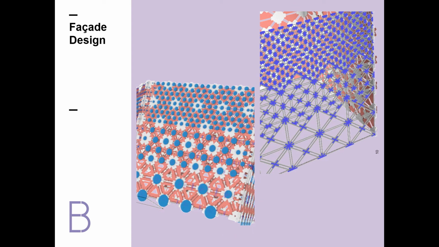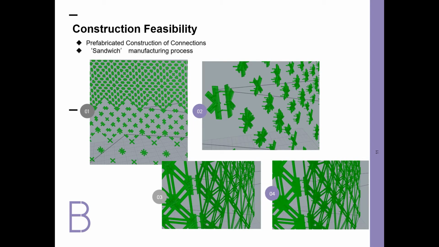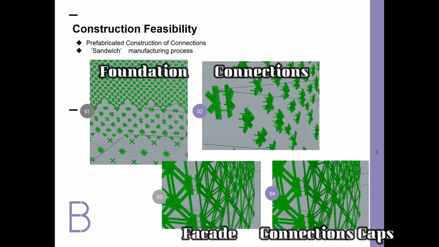This slide is the detail of the facade and the connections design. For the connections of the facade, I considered a sandwich manufacturing process. These connections also take the benefits of prefabricated construction and maintenance. The photo shows the 4 steps, including the foundation and the connections, the facade, and the connection cap.